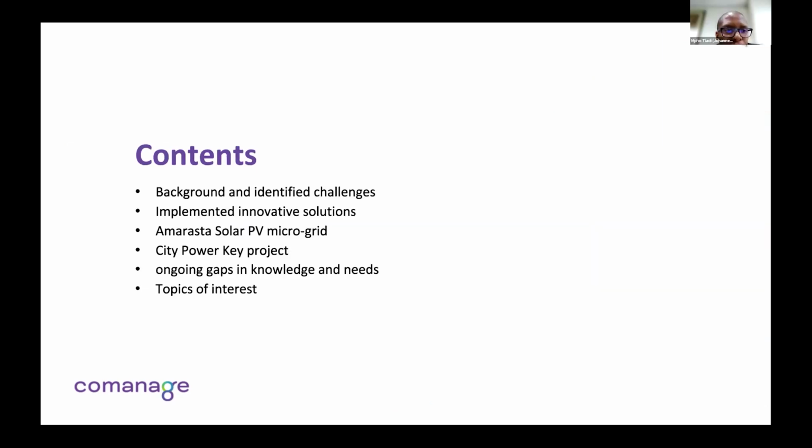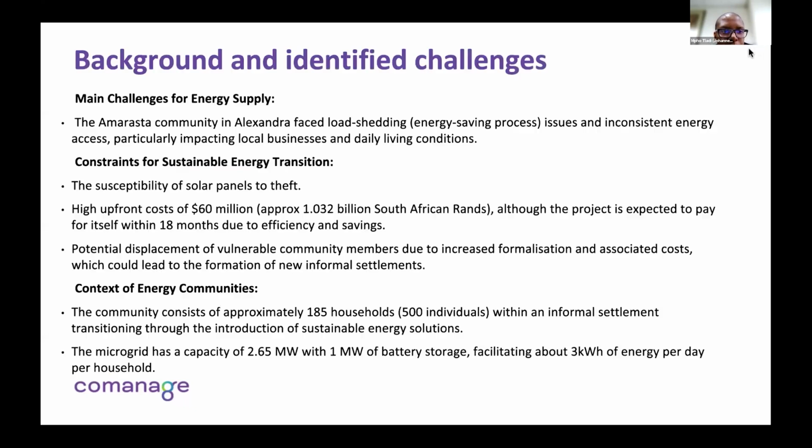I appreciate that. So I'll be speaking to the background and challenges identified, the implemented innovative solutions that we have, the Amarasta solar PV microgrid, City Power as its key project, and ongoing gaps in knowledge and needs, as well as topics of interest. Next slide, please. So the main challenges for energy supply for the Amarasta community: it's energy saving process, which is called load shedding, which is basically inconsistent energy access, which particularly impacted local business as well as daily living conditions.